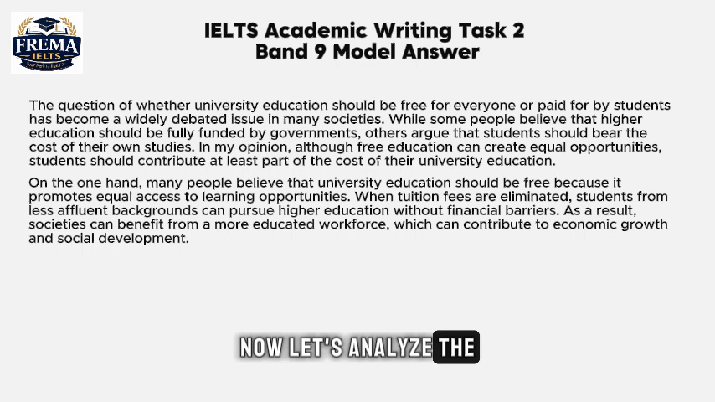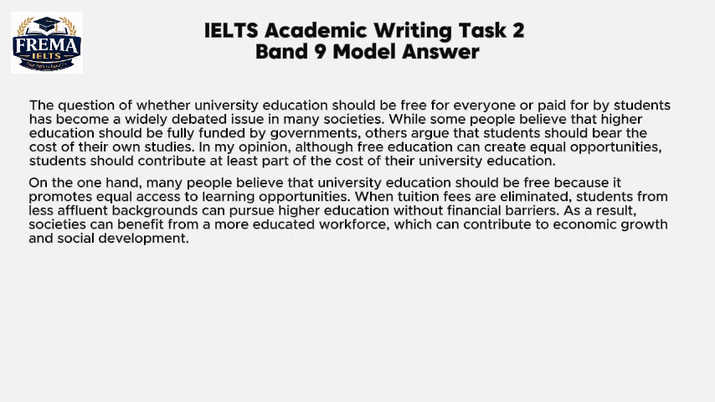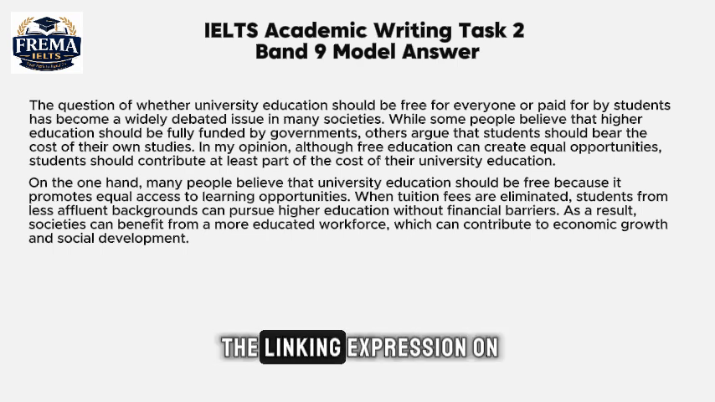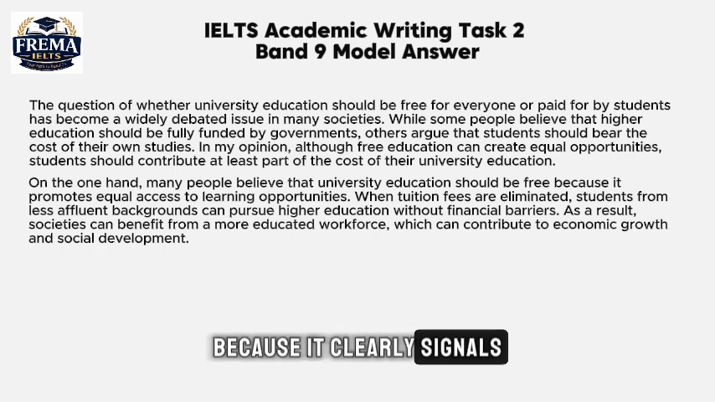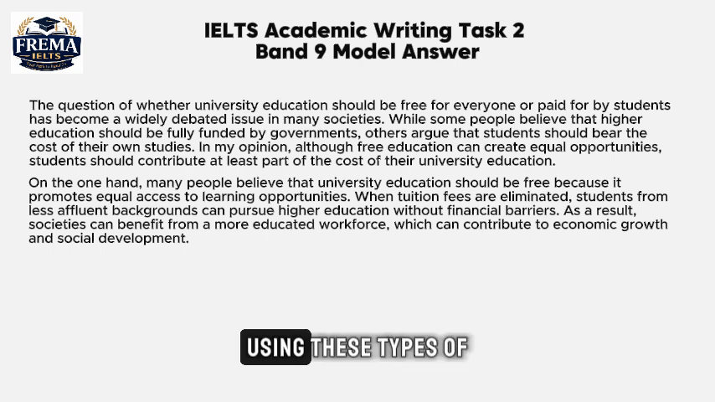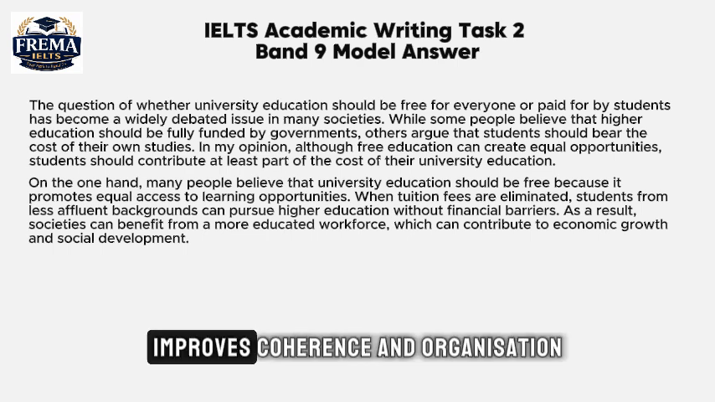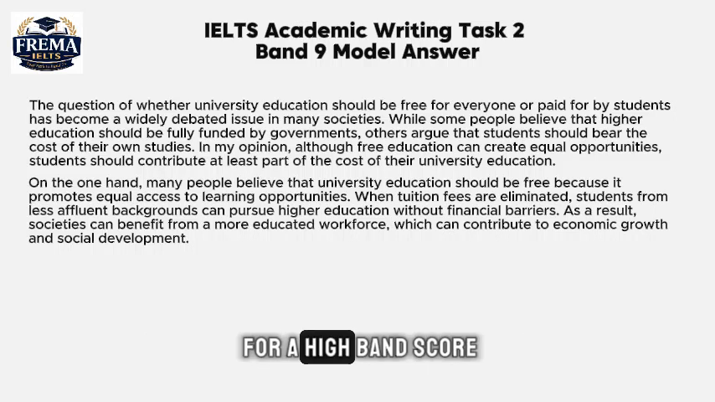Now let's analyze the second paragraph, which focuses on the first view of the argument. This paragraph begins with the linking expression on the one hand, which is very important in a discuss both views essay, because it clearly signals that one side of the argument is being presented. Using these types of linking phrases improves coherence and organization, which are important criteria for a high band score.